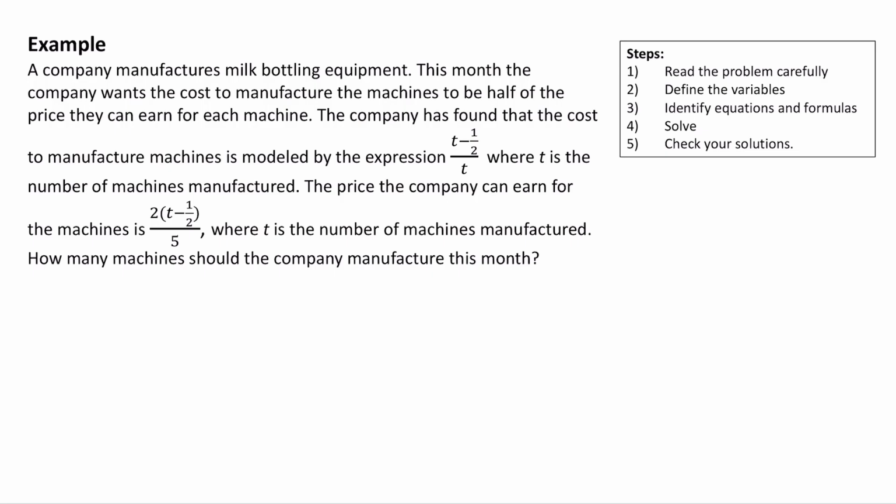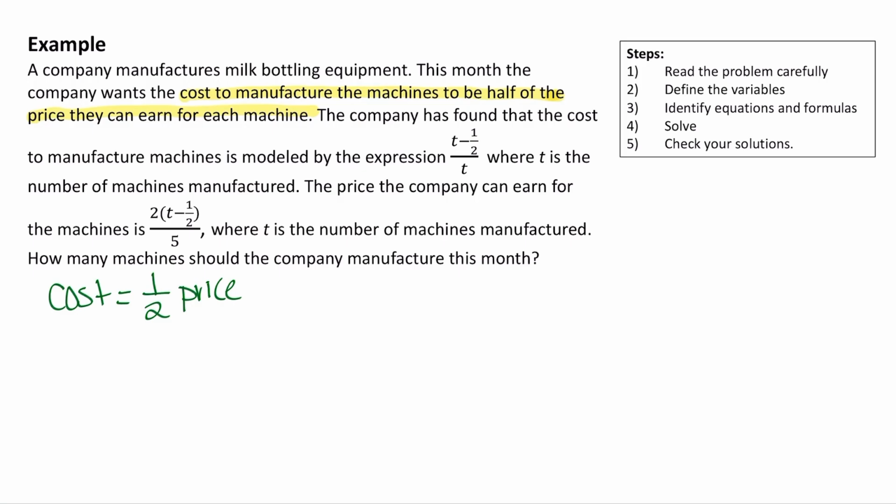How many machines should the company manufacture this month? Okay, so let's look at the important information. It says they want the cost to be half of the price they earn for each machine. Okay, so they want cost to equal half of the price.